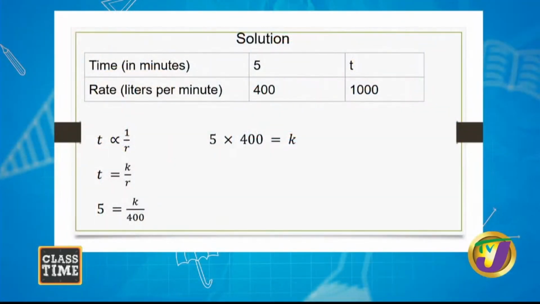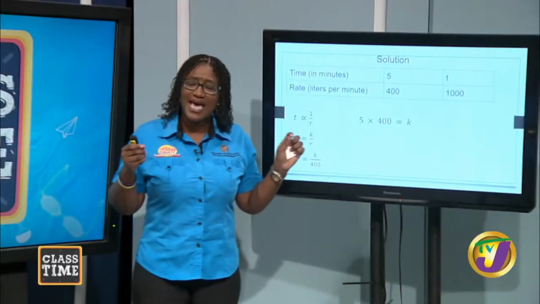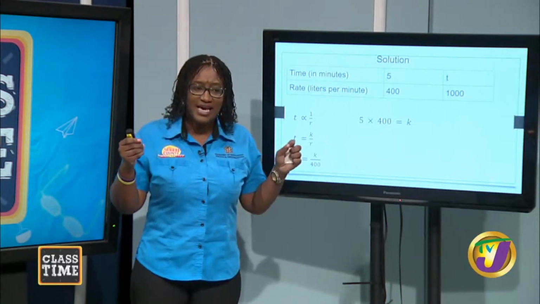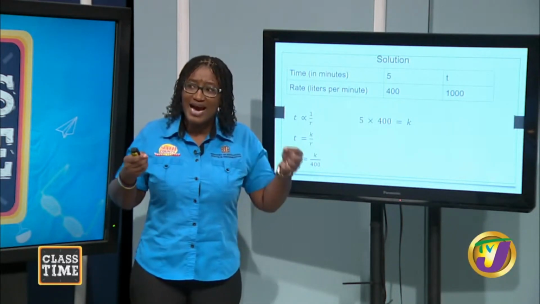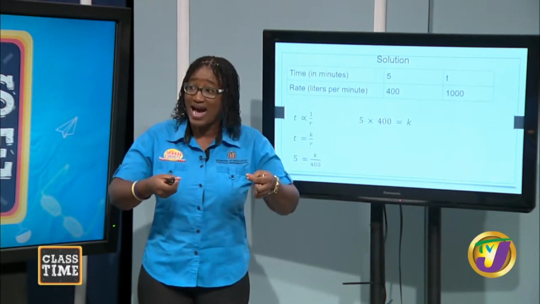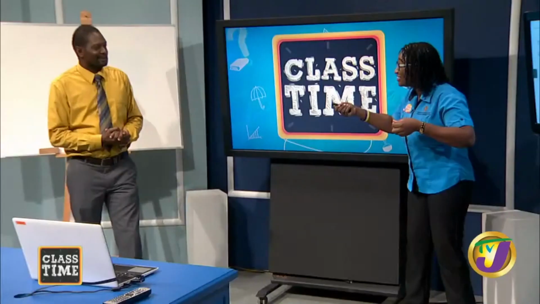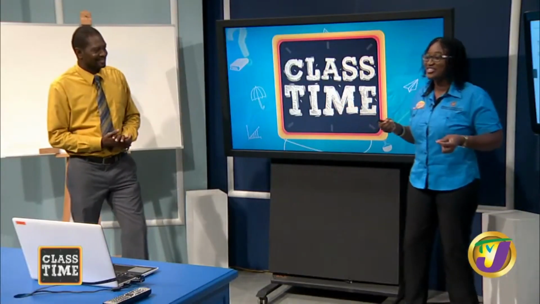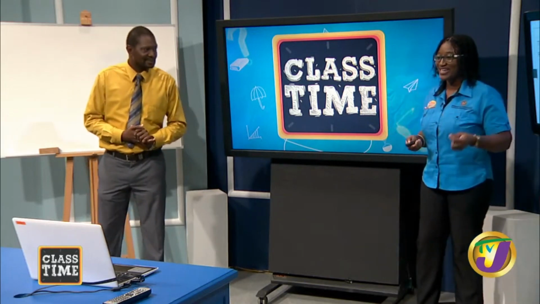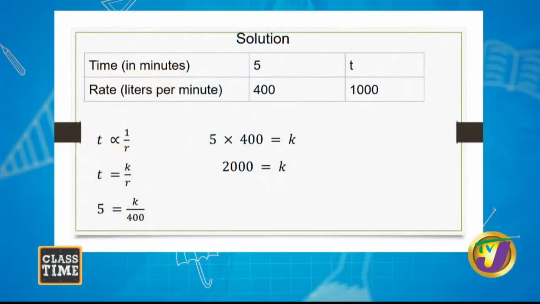It is 2,000. I want to pause here because I want you to see what's happening. Remember, we said x multiplied by y must give us the constant. And in this case, we're using t and r. Do you see that t, we multiplied it by r, and it gave us the constant right off the bat? Oh my God, this is so interesting. So 5 multiplied by 400 does give us the k value. Let's run on. So we know k is 2,000.